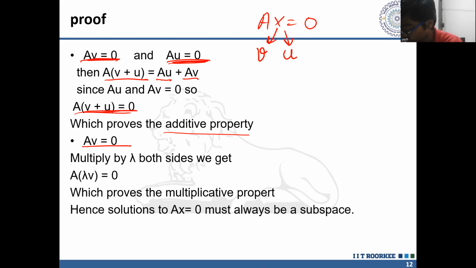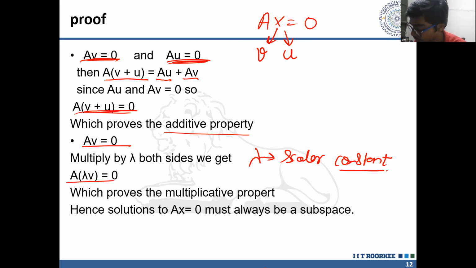Okay, now the second property, the multiplication one. Since Av equals 0, we multiply both sides by lambda, where lambda is a scalar constant. So we get A(lambda v) equals 0, since 0 times lambda is basically 0, which proves the multiplicative property. Since it satisfies both the properties to be a space, and the multiplicative inverse and additive inverse will also be followed, we can say that X will always be a subspace. Okay, it will be a space.